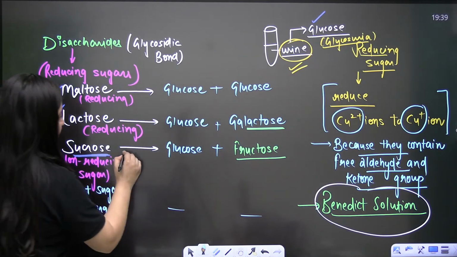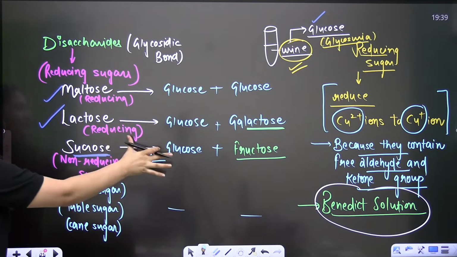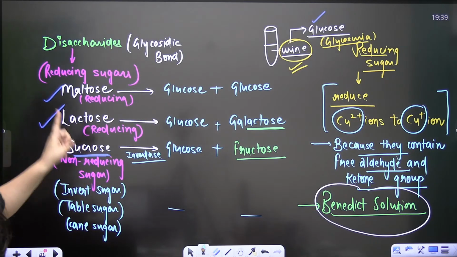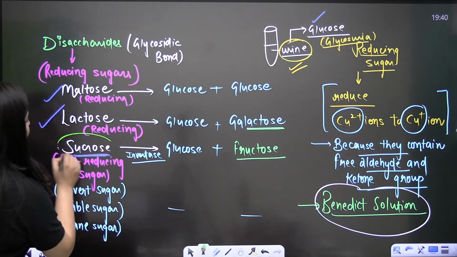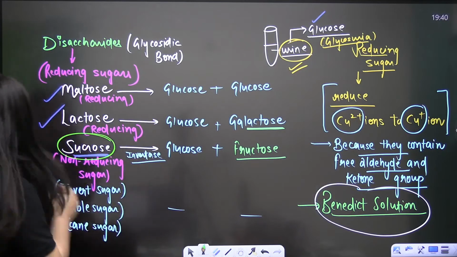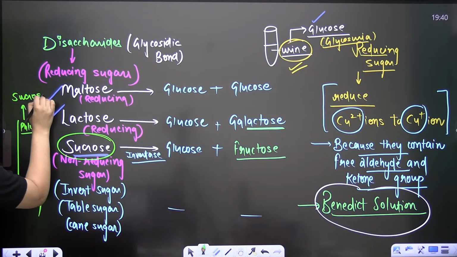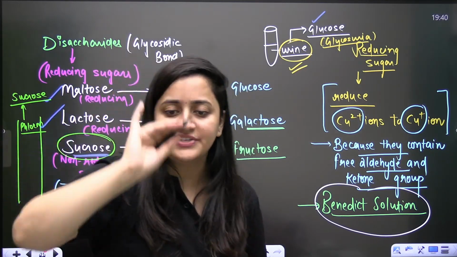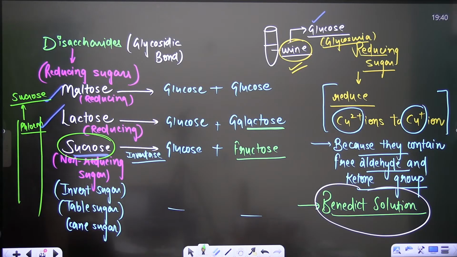So the enzyme invertase can break the sucrose into glucose plus fructose, and sucrose is a non-reducing sugar, invert sugar, table sugar, cane sugar, commercial sugar. And even, let me tell you, plants after photosynthesis, in their phloem, they are not transporting the glucose, they are transporting the sucrose. Why? Because it is non-reducing. In the phloem also, it is the sucrose which will be transported. Clear?